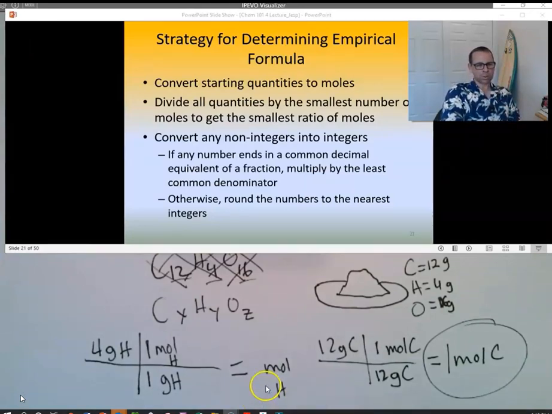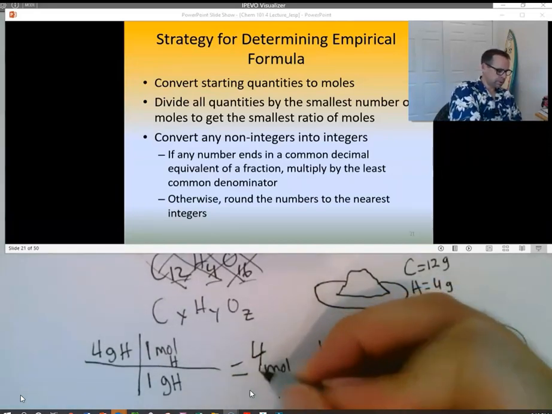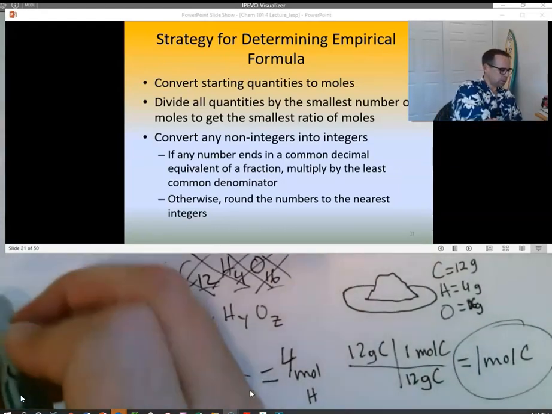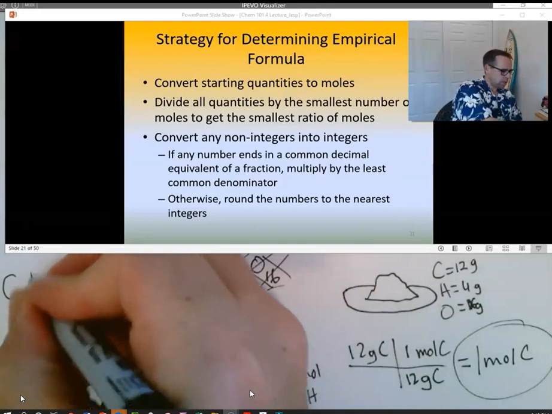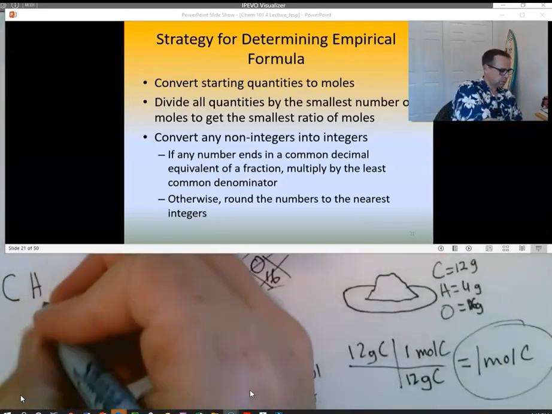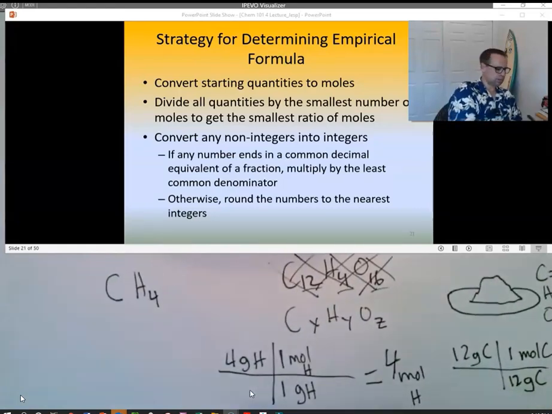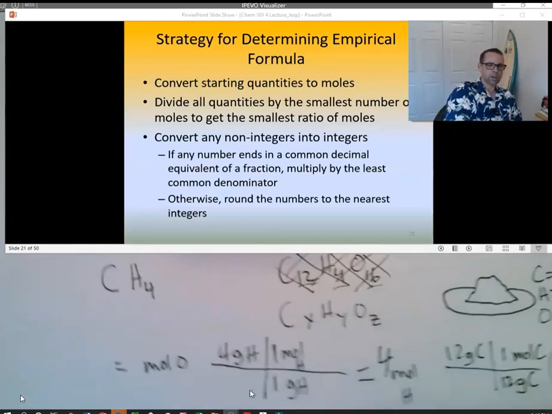Okay, so oxygen. Let's do the same thing for oxygen. We need to identify moles of oxygen, just like we got moles of hydrogen and moles of carbon so far. 4 moles of hydrogen here. So I have moles of hydrogen, moles of carbon, and now I need to go for moles of oxygen. So far, though, I have C1H4, because those are the moles, and that's what the empirical formula is. So now I just need to get moles of oxygen.